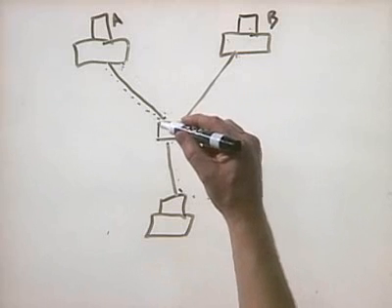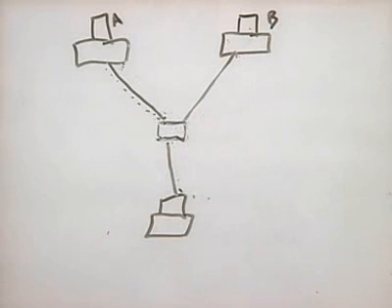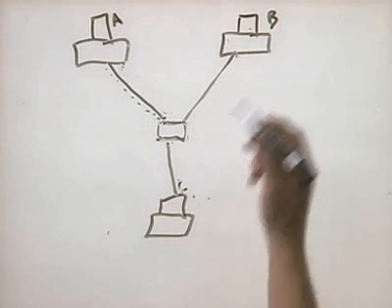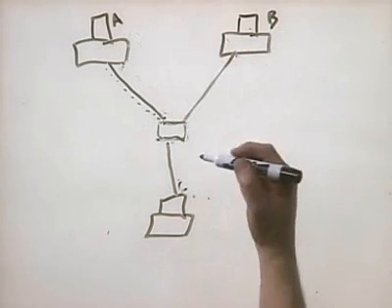Now, not all networking technologies actually work that way. Some of them will operate in a very different manner. Some will, the central connecting device will take a look at the network and say, okay, host C is connected down here, host B is connected over here, and host A is connected over here.